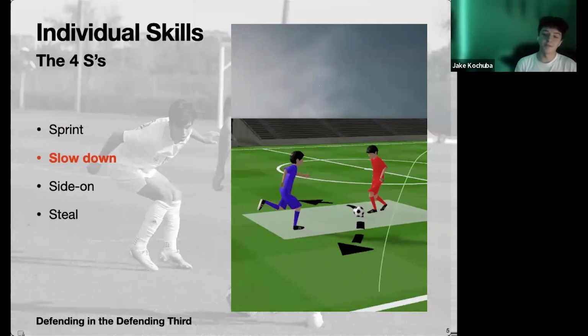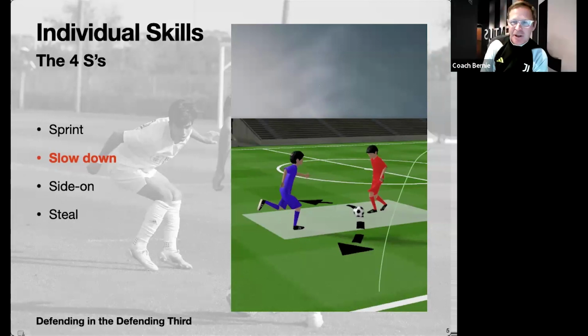My answer might not be correct, but we slow down so we can... Okay. So like the opponent's going to make some moves, right? And so we need to slow down so we can react to them. Exactly right. You got it, Jake.